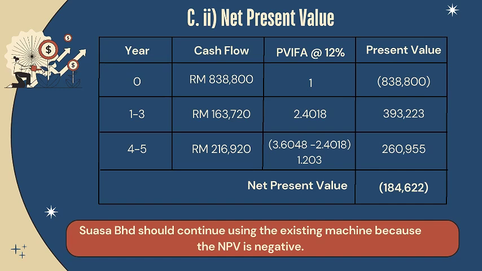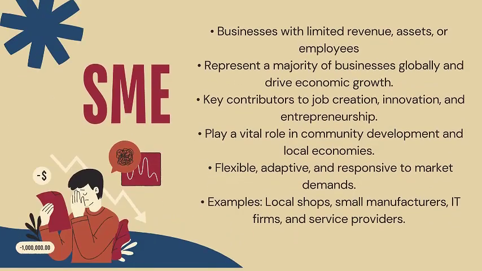184,622 ringgit. Based on this result, the recommendation for Swasta Berhad is to continue using the existing machine because the NPV is negative, indicating that the investment would lead to a loss instead of profitability.